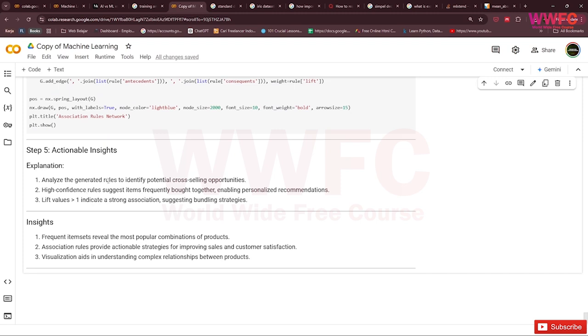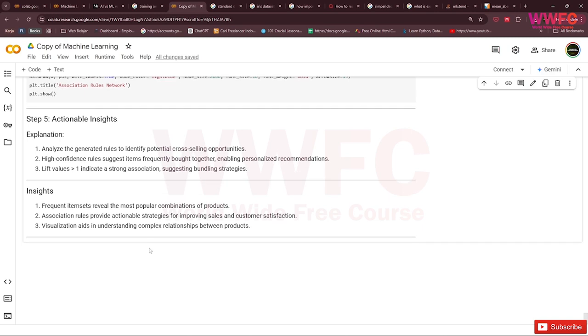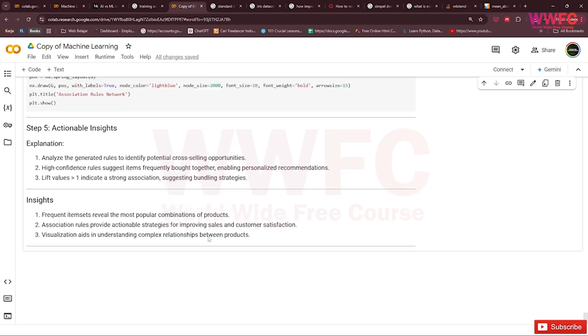Analyze the generated rules to identify potential cross-selling opportunities. High confidence rules suggest items frequently bought together, enabling personalized recommendations. A lift value greater than 1 indicates a strong association, suggesting bundling strategies. The insight is that frequent item sets reveal the most popular combinations of products. Association rules provide actionable strategies for improving sales and customer satisfaction. Visualization aids in understanding complex relationships between the products.